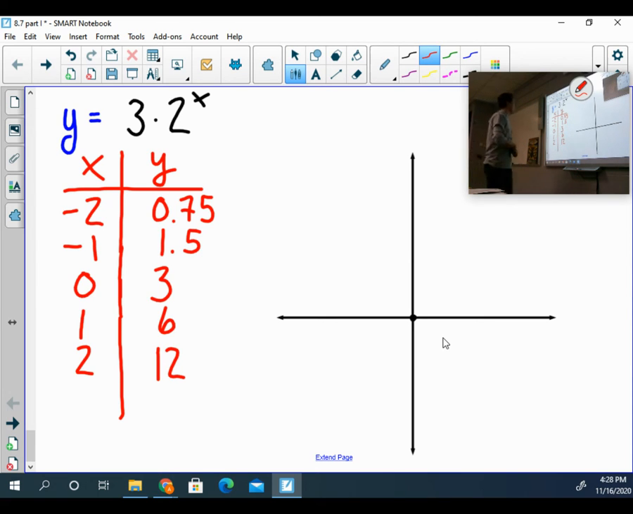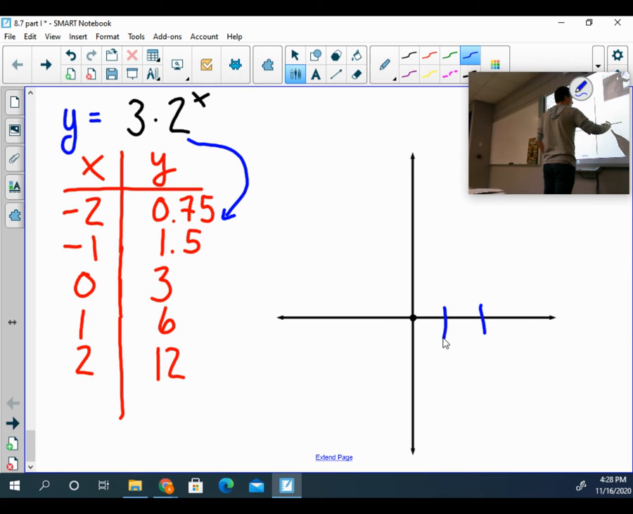You should end up with 0.75 for -2. -1 should be 1.5, then 3, 6, and 12. Again, check that rate of change. I should be doubling. 0.75 times 2 is in fact 1.5. Times 2, you get 3. Times 2, you get 6. So since our rate of change works, we know we're good to go for graphing.